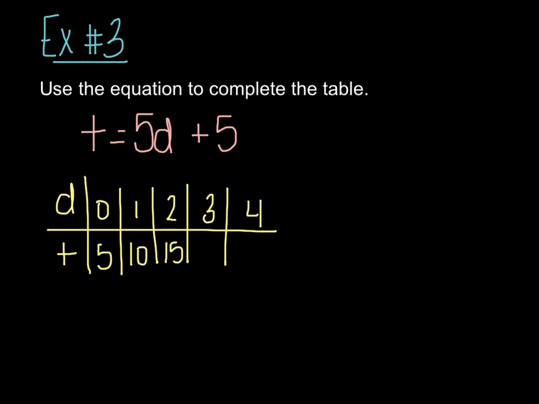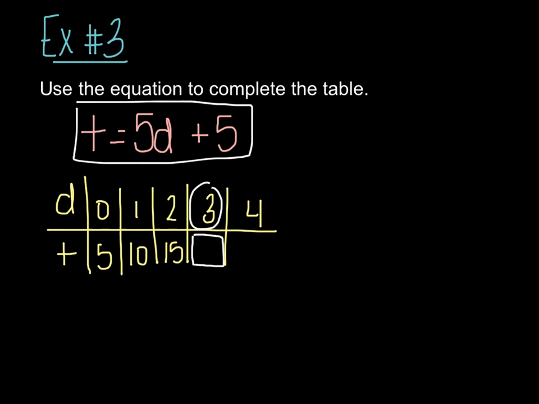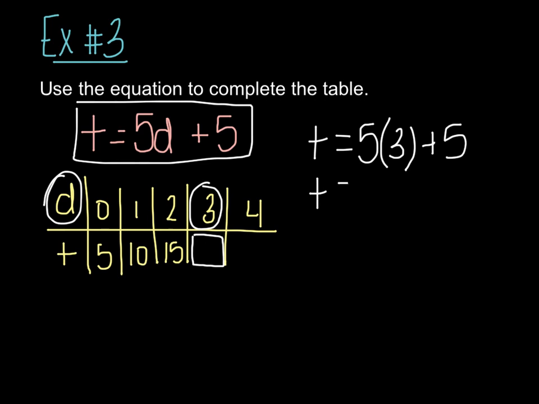Example number 3, we have T equals 5D plus 5. So for my first missing value, I have a 3 in place of the D. So T equals 5 times 3, plus 5. So T equals 5 times 3 is 15 plus 5. 15 plus 5 is 20.